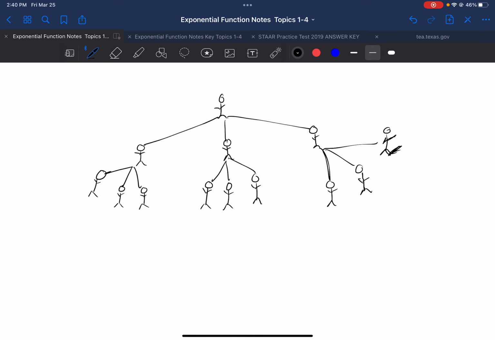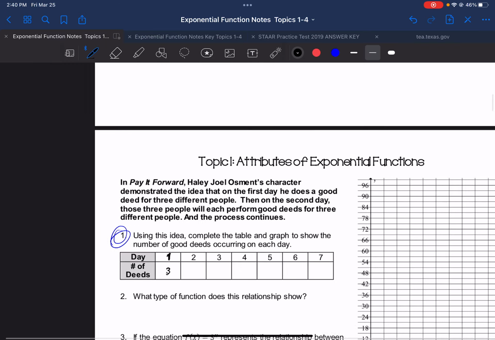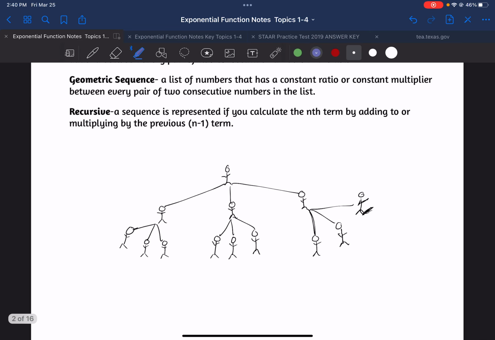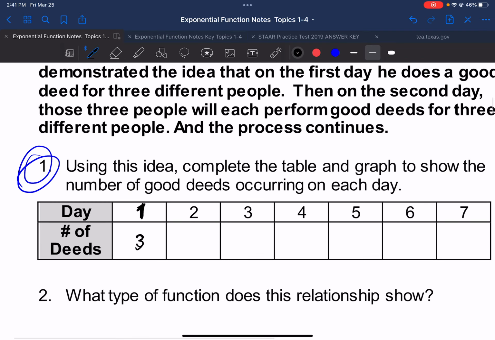So let's figure out what's happening. It says on day 1, this person does a good deed. And how many deeds are done for 3 people? All right, cool. So on day 2, how many good deeds were done? This is day 1 right here, 3 good deeds were done. On day 2, this is the next amount of good deeds that were done. We did how many? 1, 2, 3, 4, 5, 6, 7, 8, 9. So 9 good deeds were done on day 2.